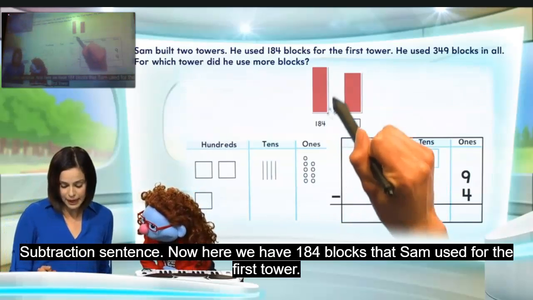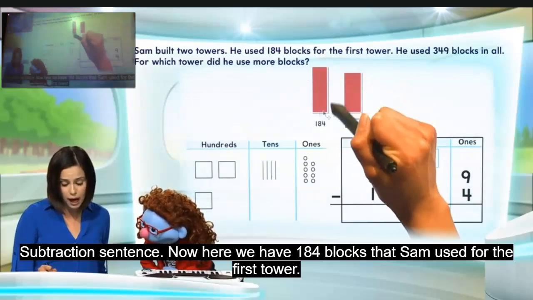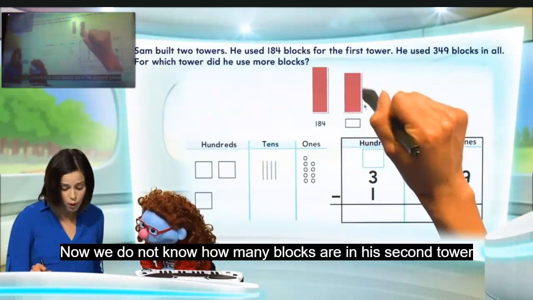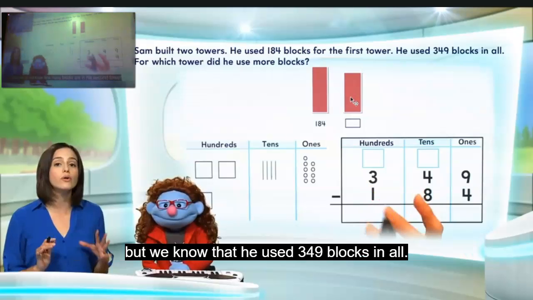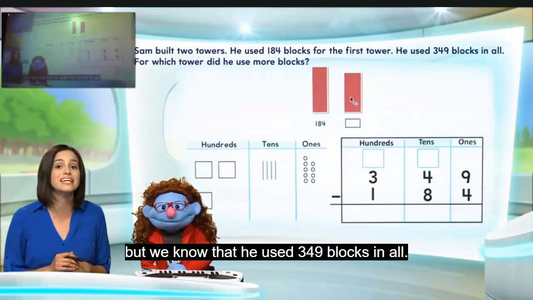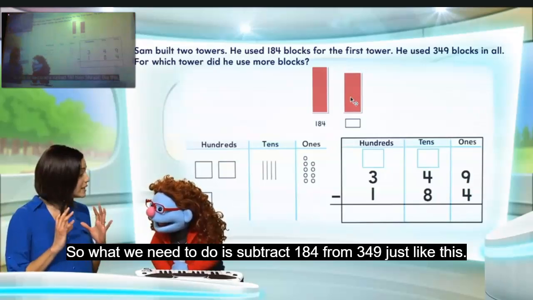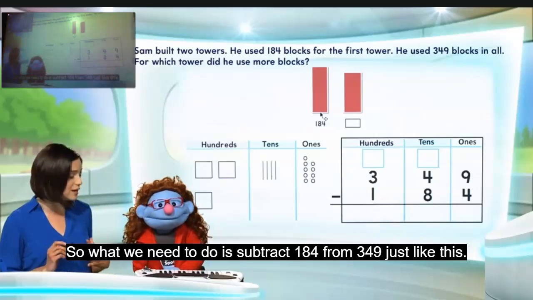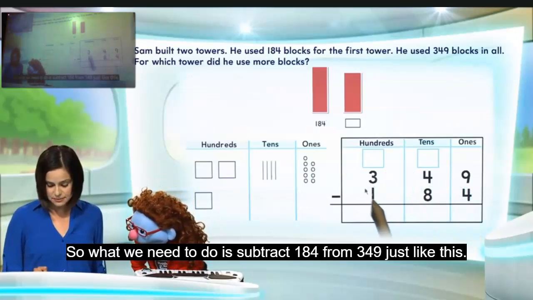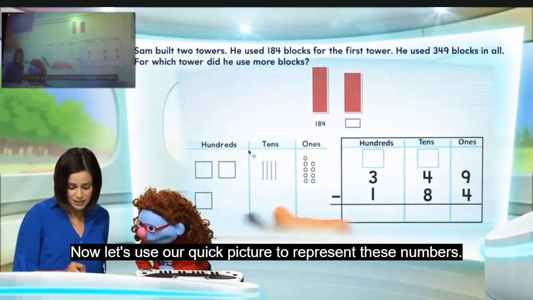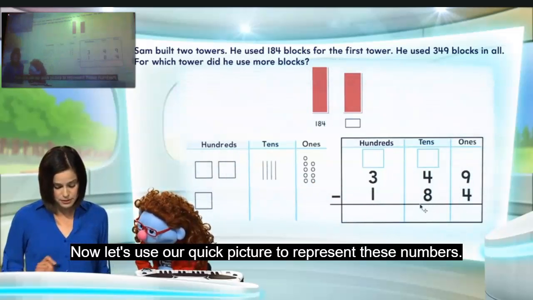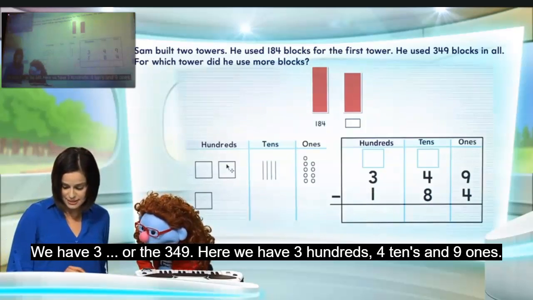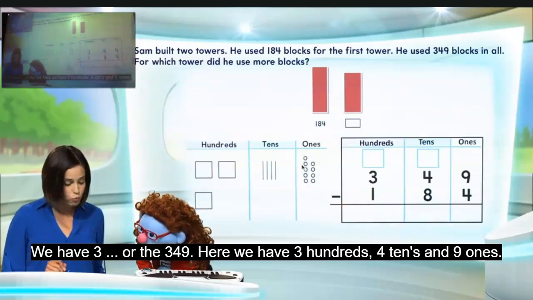Now, here we have 184 blocks that Sam used for the first tower. Here's our second tower. We don't know how many blocks are in his second tower, but we know that he used 349 blocks in all. So what we need to do is subtract 184 from 349. Now, let's use our quick picture to represent these numbers. We have the 349. Here we have 3 hundreds, 4 tens, and 9 ones.